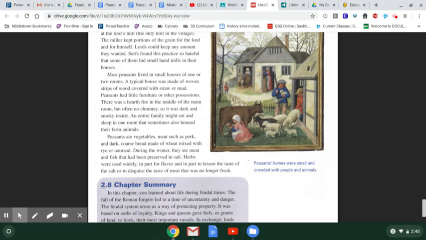The entire family might eat or sleep in one room, and sometimes that also housed their farm animals. Peasants ate vegetables, meat such as pork, and dark, coarse bread made of wheat mixed with rye or oatmeal. During the winter, they ate meat and fish that had been preserved in salts. Herbs were used widely, in part for flavor, and also in part to lessen the taste of salt or to disguise the taste of meat that was no longer fresh.